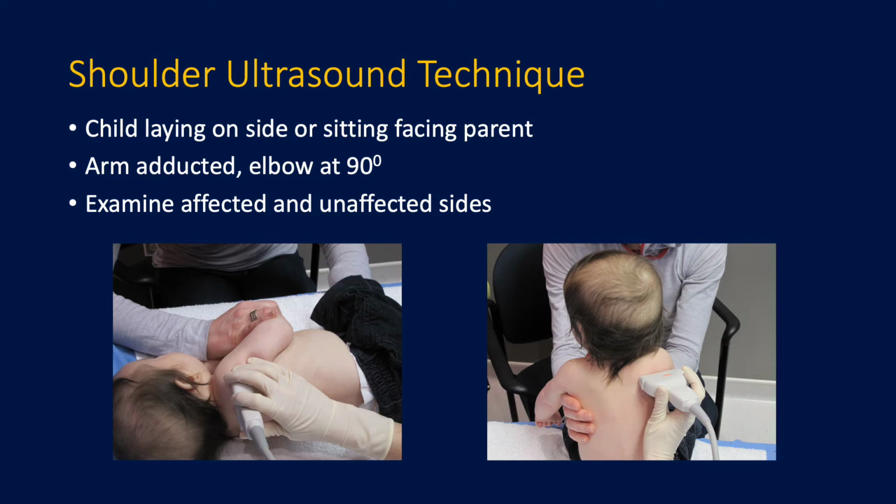The technique that we use in imaging children with brachial plexus birth injury with shoulder ultrasound is to have the child lying on their side with the shoulder being imaged up, or have the patient sitting facing their parent. We keep the arm that is being visualized in adduction with the elbow at 90 degrees of flexion. And we always examine both the affected and unaffected sides. We use a high-frequency linear array transducer, again posteriorly through the infraspinatus muscle to visualize the scapula, the glenoid, and the humeral head.